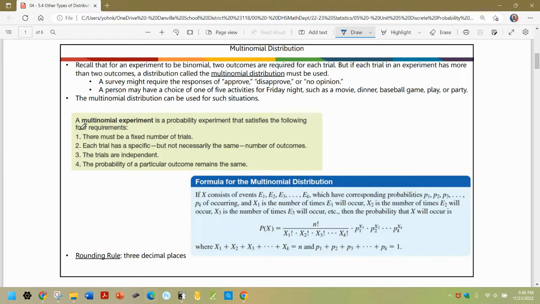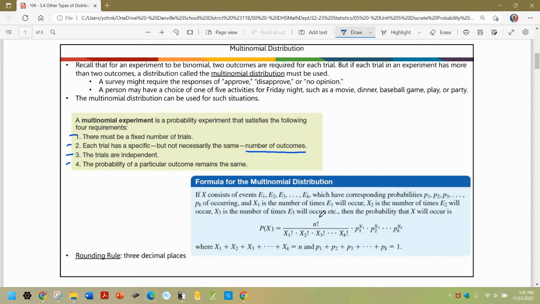So, in a multinomial experiment, there must be a fixed number of trials. Each trial has a specific but not necessarily the same number of outcomes. The trials are independent, and the probability of a particular outcome remains the same. So basically, the only difference between a multinomial and a binomial distribution is the fact that there are more than two outcomes.